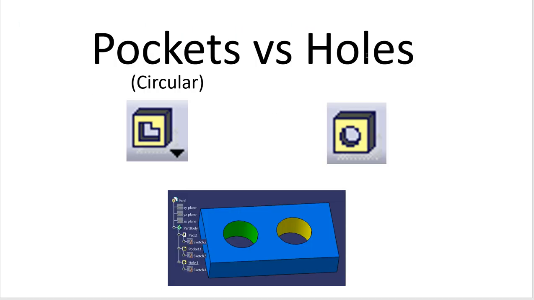Okay, so pockets versus holes. Here's the pocket icon and the hole icon. And of course, we're talking about circular pockets here. Rectangular removals have to be done with the pocket command. Okay? Let's take a look at this in a real part.